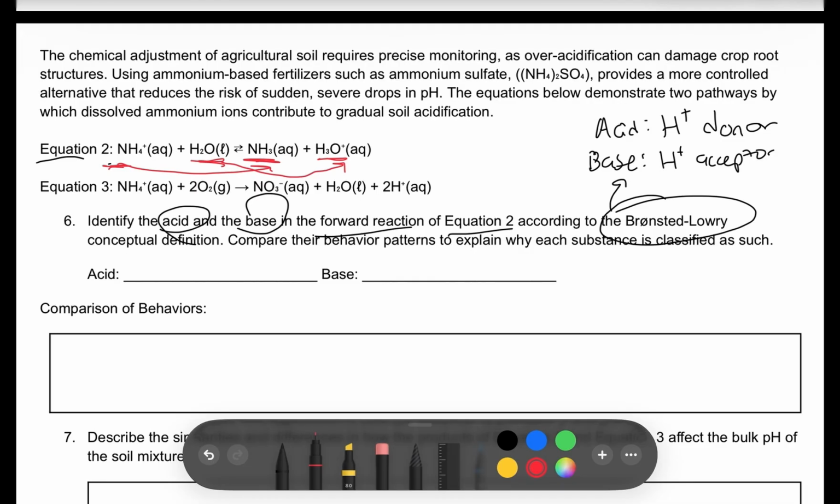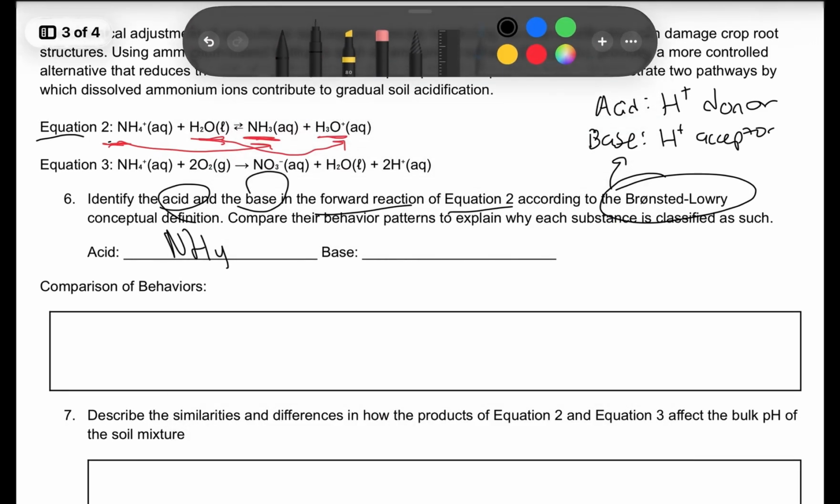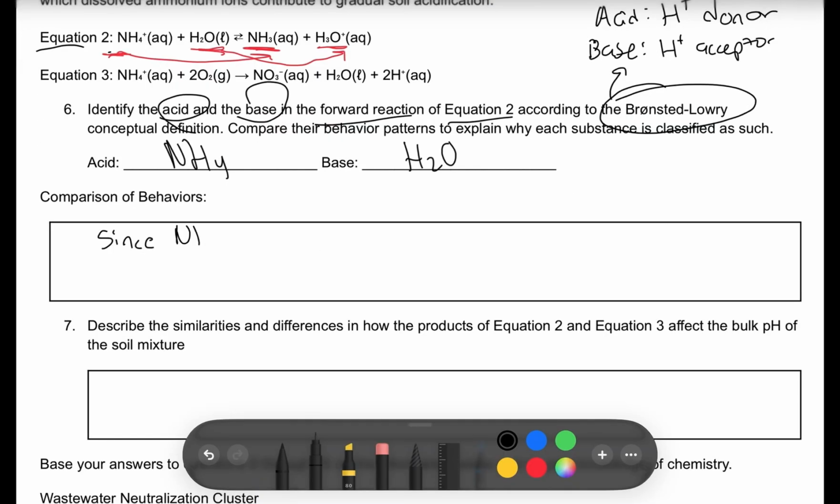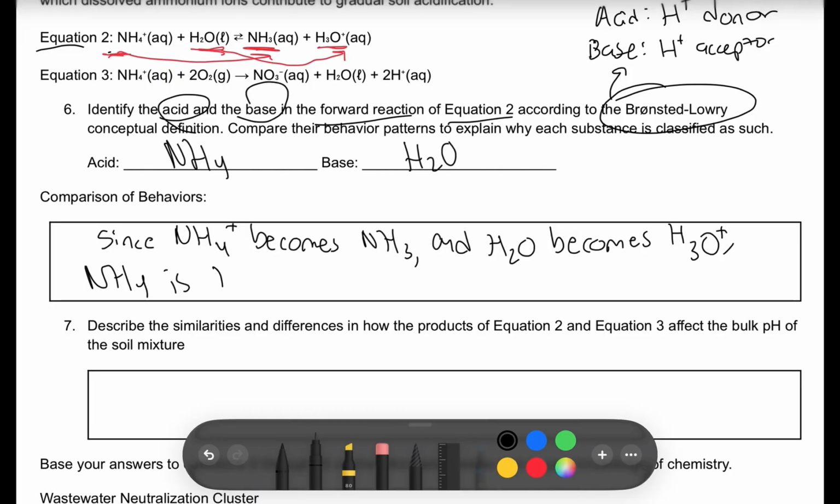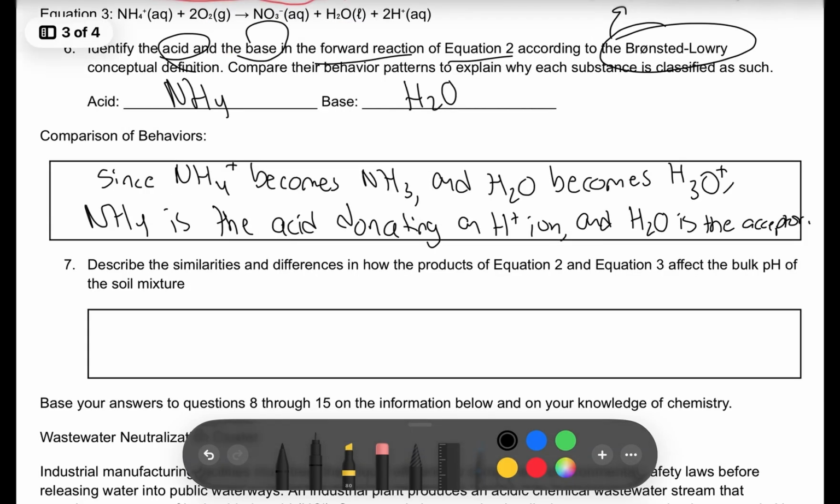So in this case, according to the Bronsted-Lowry conceptual definition, NH4 is the acid and H2O is our base. So since NH4 becomes NH3 and H2O becomes H3O plus, NH4 is the acid donating an H plus ion and H2O is the acceptor. Describe the similarities and differences in how the products of equation 2 and equation 3 affect the bulk pH of the soil mixture.